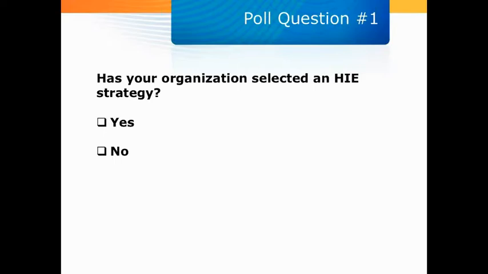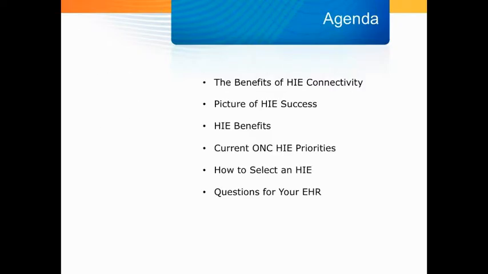So we'll go over the agenda briefly here. What we want to look at today are the benefits of HIE connectivity, what you'll gain as a provider of information to an HIE and a receiver of information from an HIE. Hopefully the picture of an HIE success story, benefits of HIEs, which we'll go into, current ONC HIE priorities, what the ONC has set up as goals and things that HIEs should perform, how to select an HIE, and then any questions for your EHR or EMR.